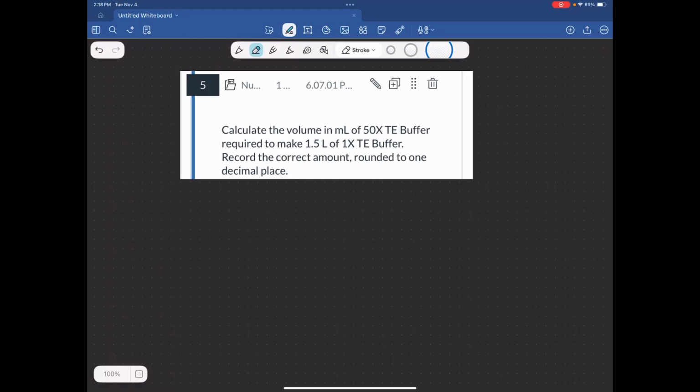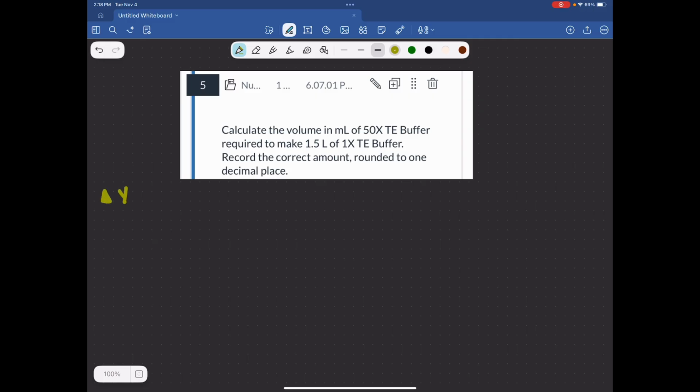Question 5, it's saying calculate the volume in milliliters of 50x TE buffer required to make 1.5 liters of 1x TE buffer. Record the correct amount rounded to 1 decimal place. So let's go through and figure out what the question is asking us.